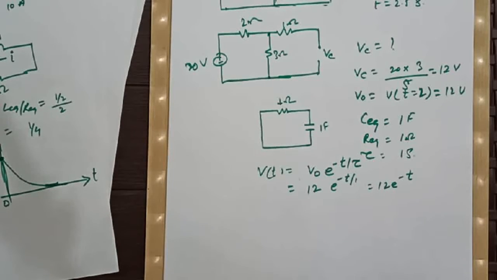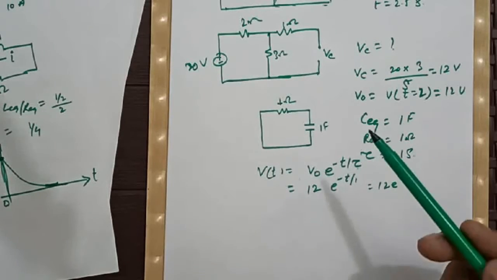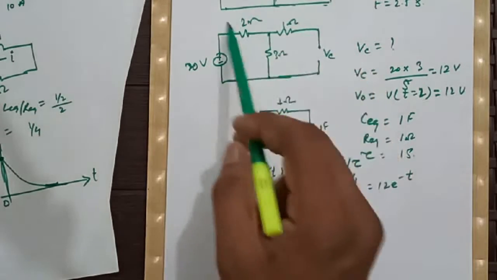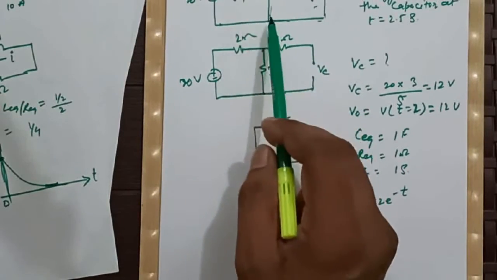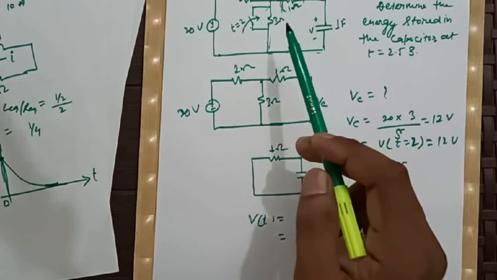Now one more thing we have to notice here: this expression was valid when we were operating the switch at time t equal to 0. But in this question, we are closing this switch at time t equal to 2.